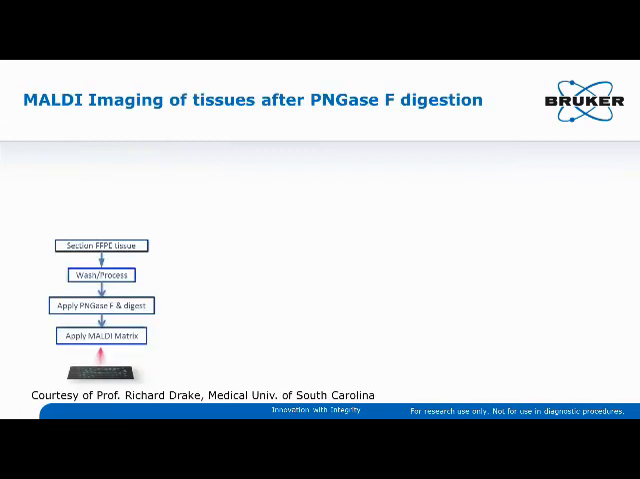Just looking at the workflow, it's very similar to a trypsin digest. So be it trypsin or PNGase F, we start with our tissue section, be it fresh frozen or FFPE. We wash and we process, and then we apply the enzyme. In this case, PNGase F. In the trypsin case, we would apply trypsin. We digest, we incubate, and then apply our MALDI matrix to the sample, and then acquire our MALDI image.